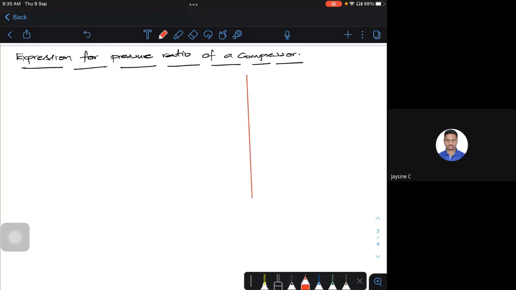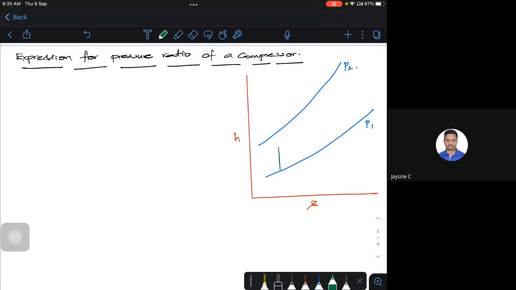Suppose this is my enthalpy and entropy HS diagram, and I have the pressures going in this direction. Now how will the compression take place? Suppose this is my P1, and this is my P2. The compression will be from point 1. If it is isentropic, it will be point 1 to point 2. And if it is an actual one, because entropy has to increase, this is the path I am going to follow.